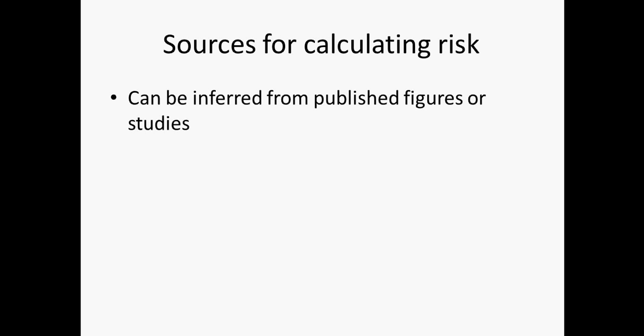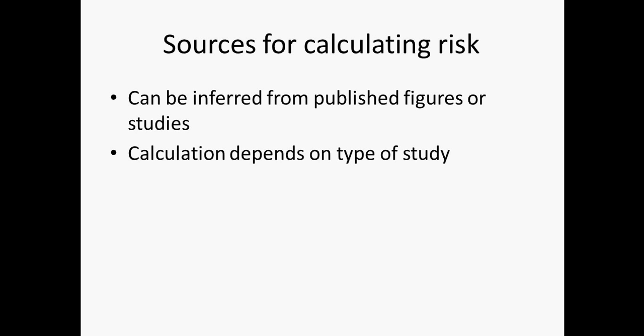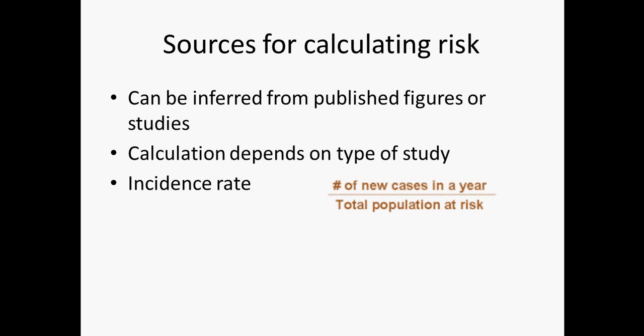We can get figures from published studies or published data from health centers or health authorities which have been put on paper and which are known to the general public. But we can also get the information from doing epidemiological studies. And the calculation for risk all depends on what type of study design you adopt. So if you look at incidence rate, incidence is nothing but the number of new cases of a particular disease in a year divided by the total population at risk. And this is expressed either as per 100 or per 1,000 or 10,000 or 100,000 population.